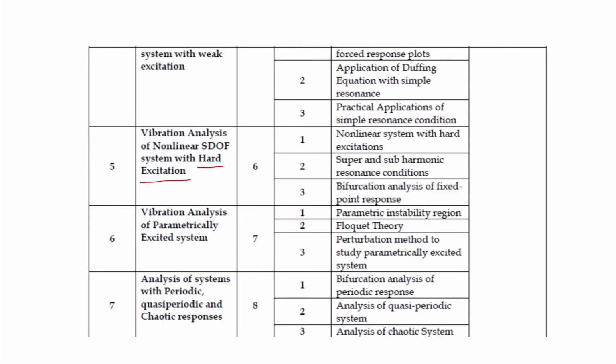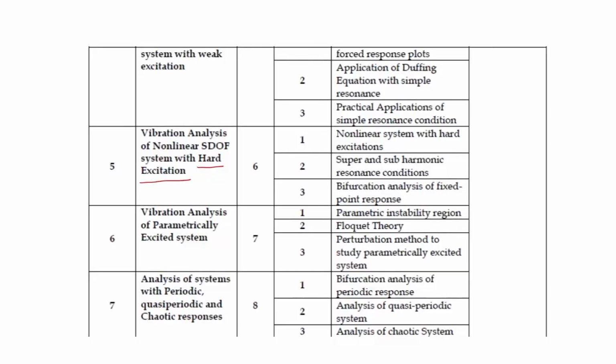Similarly, we can study the chaotic response also. In chaotic response, which is a deterministic response, we will study different methods or different types of chaotic response. For example, period doubling route to chaos, quasi periodic route to chaos, or torus breakdown route to chaos, and then crisis and intermittency. All those things we are going to study in this module related to periodic, quasi periodic and chaotic response.